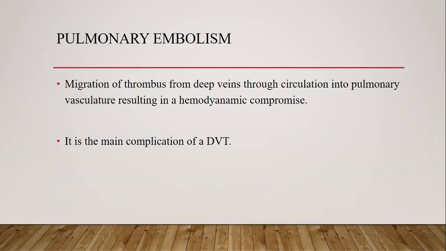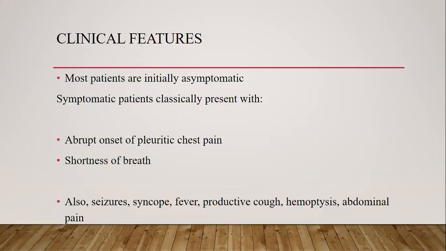So we say that it's actually the main complication of DVT. Okay. And with PE, most patients would initially not show any symptoms at all. Nothing. Okay. But then once they start showing symptoms, they can show something of a classic form of presentation. So they can't breathe, they have chest pain, and this chest pain is like someone is stabbing them in the chest, what we call pleuritic chest pain, okay?